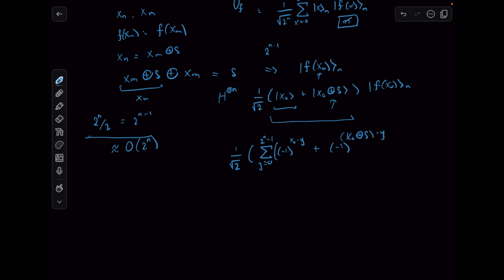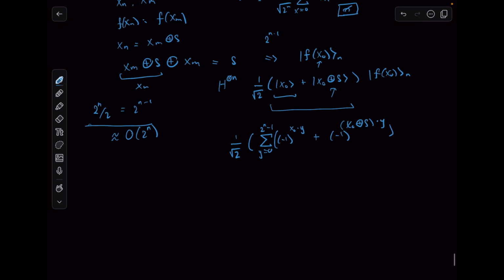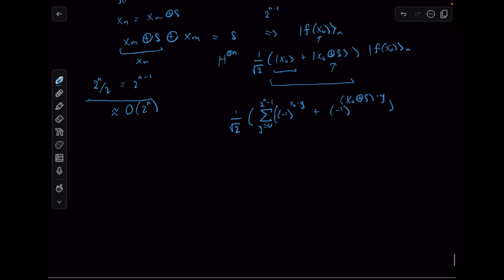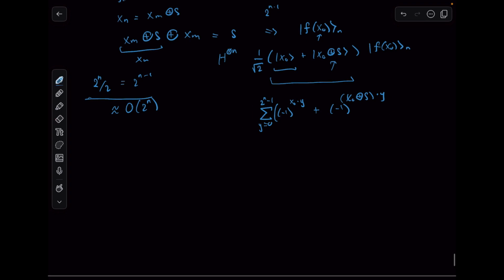So we brought up the information about s into the phase factors, and this is going to be good for us. So this is our resulting state, and let me just rewrite this, and I'm just going to ignore these normalization constants now. So we have our sum over y, and firstly I'll rewrite this here. And remember, this corresponds to some input.